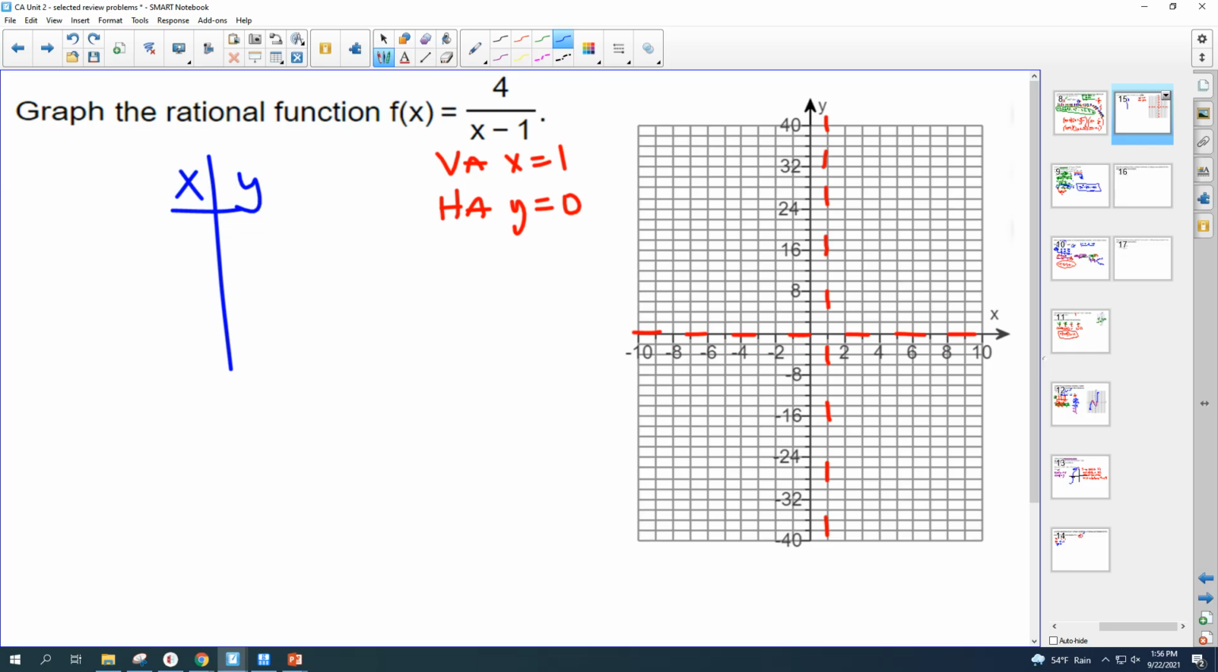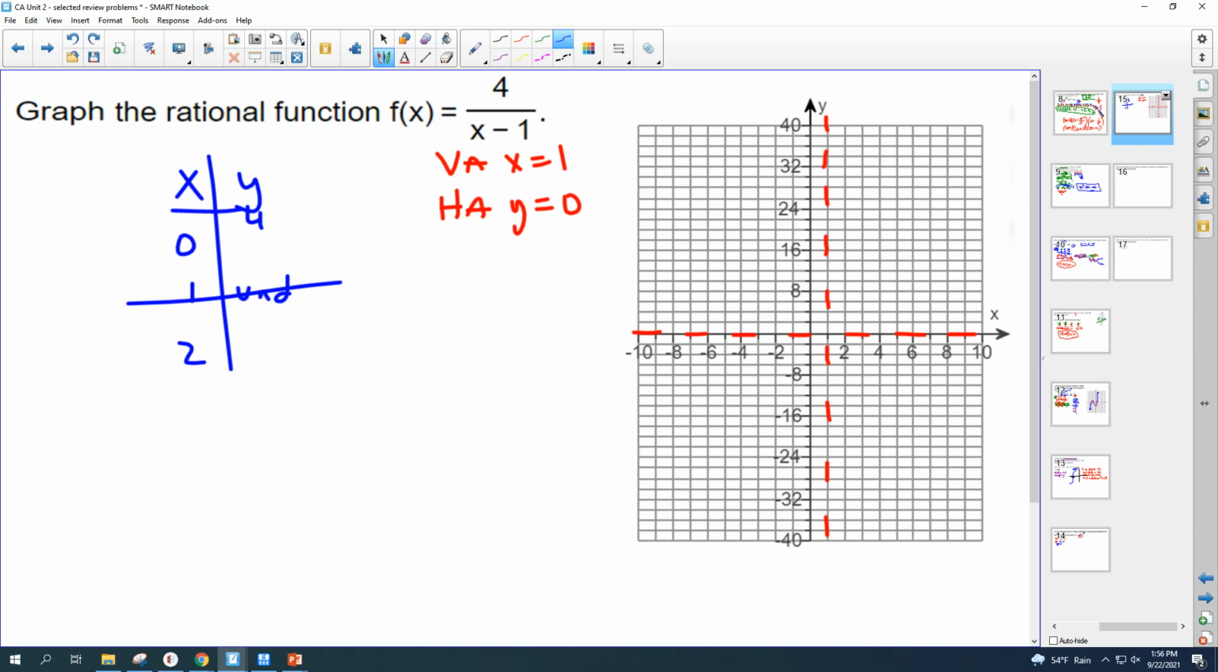And it's almost always going to be a good idea to go just to the left and the right of the vertical asymptote. I don't want to plug in 1 because I'm going to get a 0 on the bottom of a fraction. That's undefined, so don't do that. But I might do 0 and 2. Those might be easy numbers to plug in.